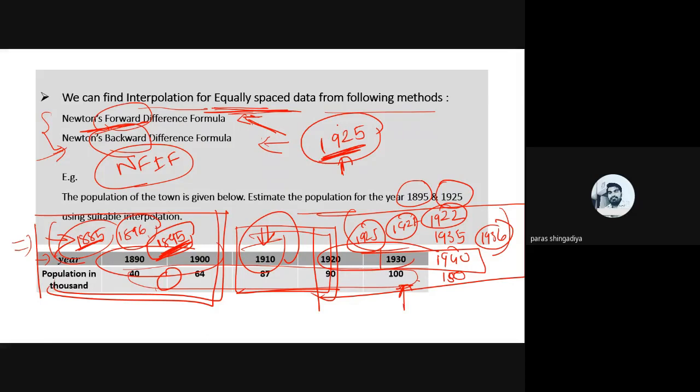Again, I repeat this. We can find one answer by using any formula. That is, you can use any formula for this value. Forward, backward, you can use either, but now we need a suitable answer. So which formula is suitable for this value? That is our point here. If it is nearer to the starting of the table, then we'll use Newton forward, and if it is nearer to the ending of the table, then we'll use Newton backward.